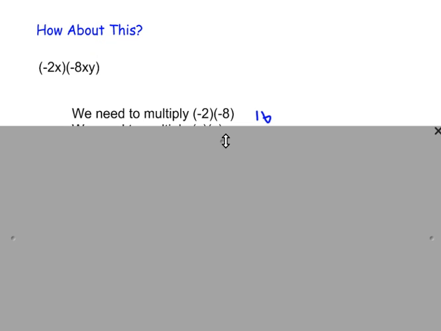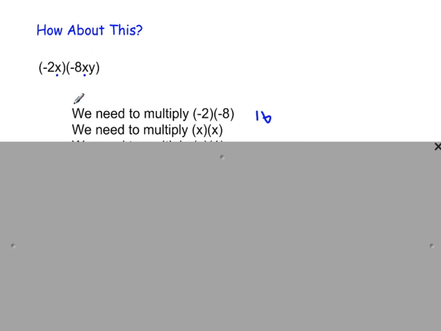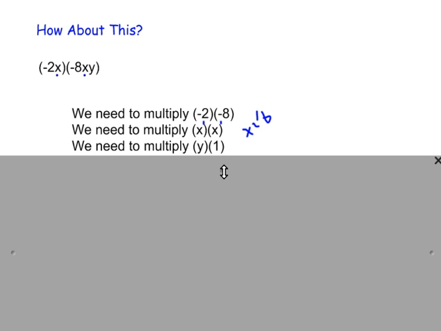Okay, next thing I'm going to look at, my two next most common terms are the x's. Okay, these x's we need to multiply together, x times x. Now when we're multiplying, we add the exponents. We have an exponent of 1 on each, and that's going to give us 1 plus 1, which is x squared. Okay, lastly we need to multiply this y, but we have nothing to multiply it by.